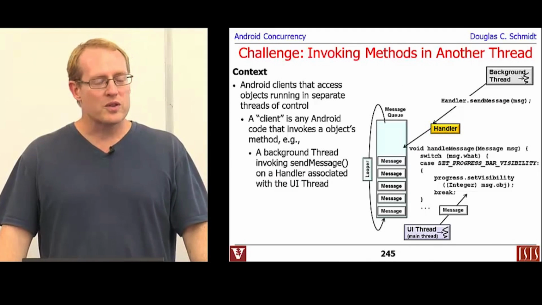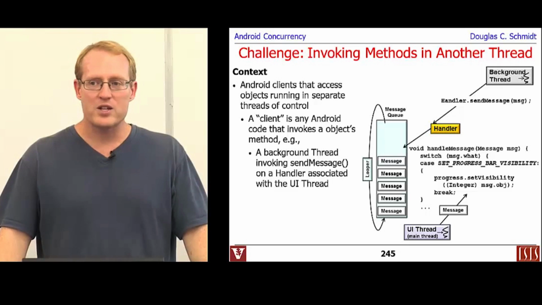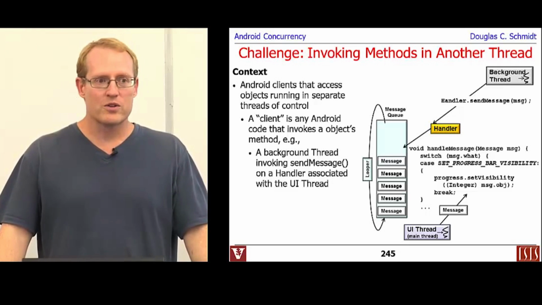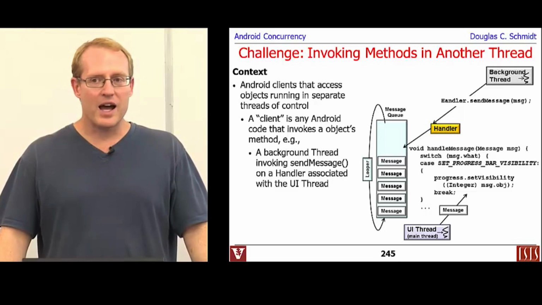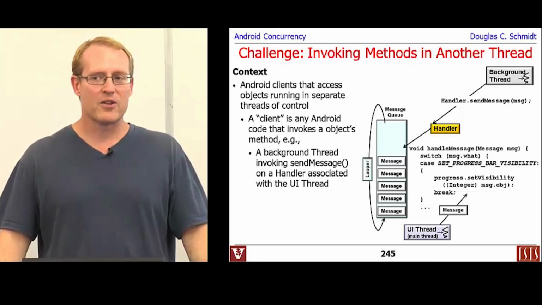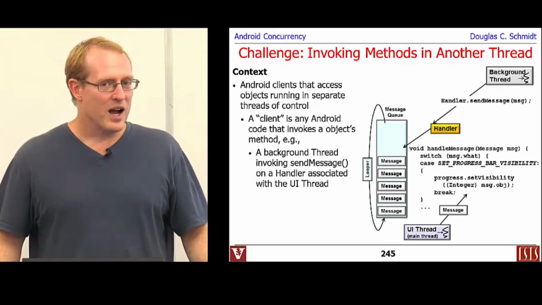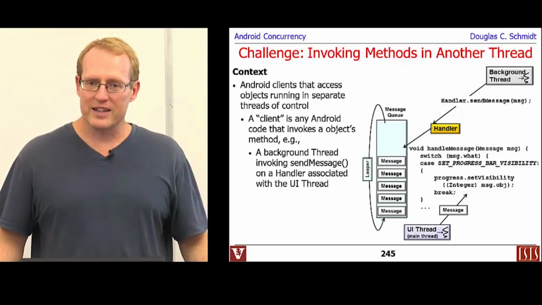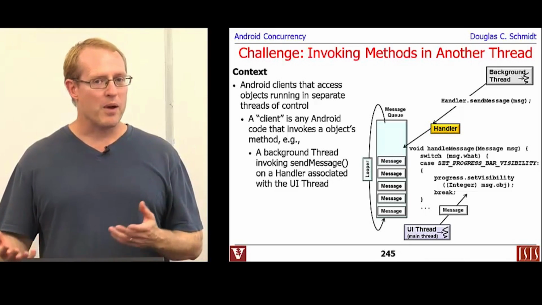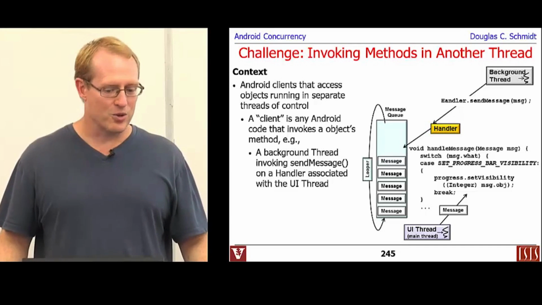All right, so the particular context we're going to focus on here is a situation where a client wants to invoke methods of an object that's running in another thread of control, or it wants those methods to run in another thread of control. Now, this, of course, is a generic issue. We're going to talk about it primarily in the context of Android, but as we go through the pattern, you'll see that the topics are much more generalized than just Android.